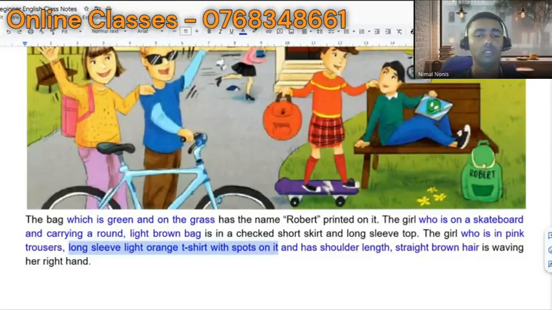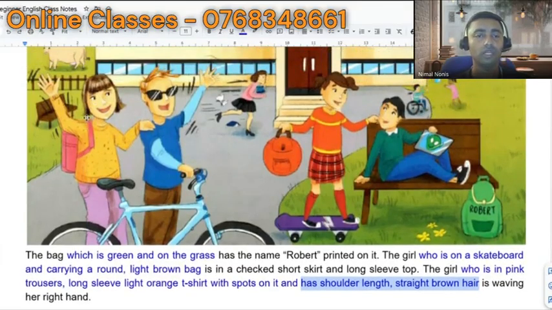Long sleeve, light orange t-shirt with spots on it and has shoulder length, straight brown hair. The next description is about her hair. It's shoulder length, so the hair is a bit short, only up to her shoulders. Her hair is straight, not curly, not wavy, just straight hair. Her hair looks brown, so the color is brown. So we say has shoulder length straight brown hair.